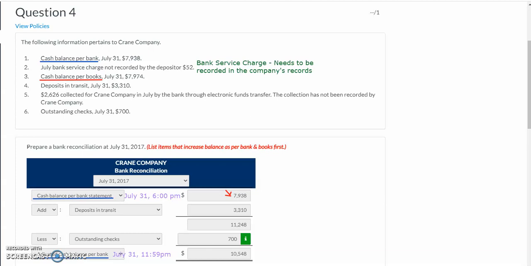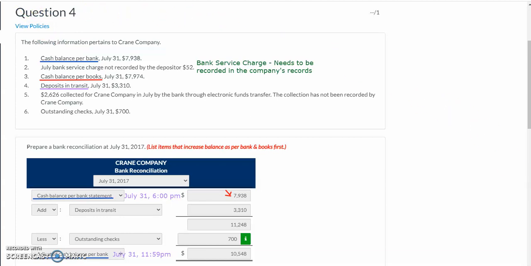Deposits in transit are those items that have been deposited into the ATM, but maybe they got deposited after 6 p.m., so they're not reflected in the bank statement yet, but they were in transit as of July 31st. Let's say you're a restaurant and you close at 9 o'clock p.m. on July 31st. Someone closes up the shop and counts all of the cash, and if you realize that you don't need as much cash in your register or in a safe for the next day, then you make a deposit. Maybe that deposit happens at 10 o'clock p.m. That is still on July 31st, so we want to record this deposit in transit as a reconciling item, and we're going to add it.